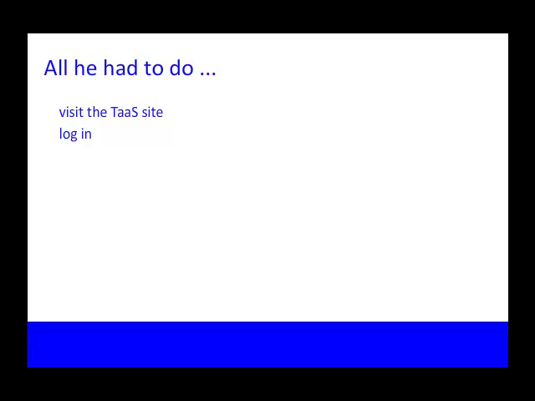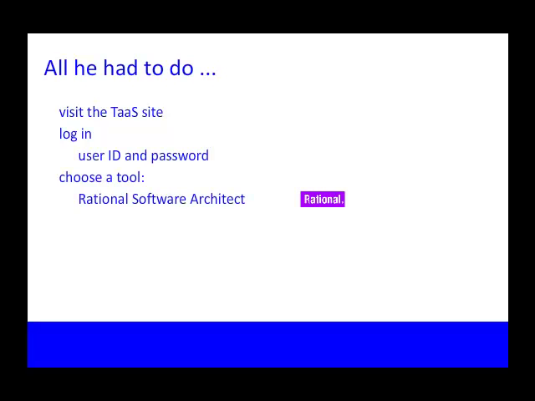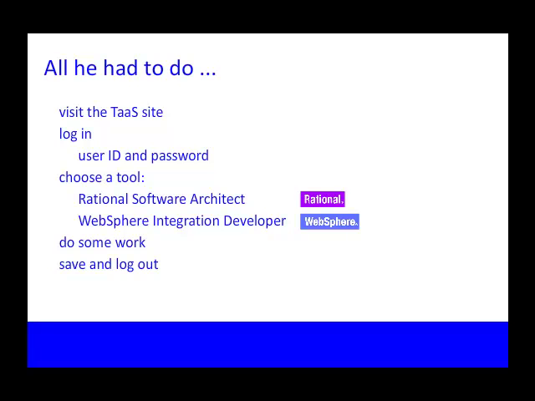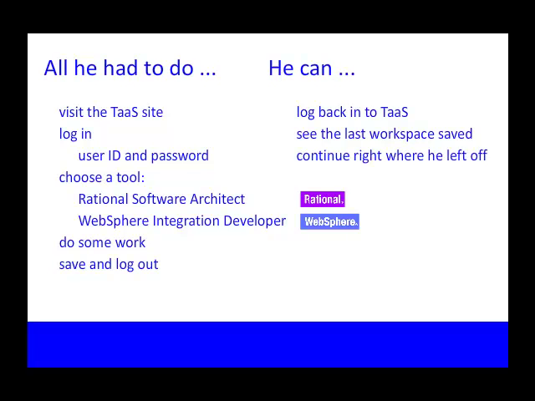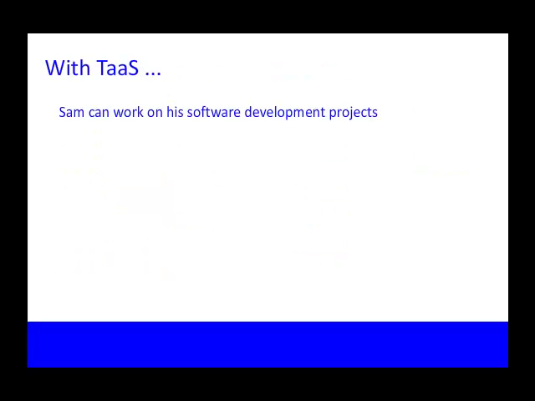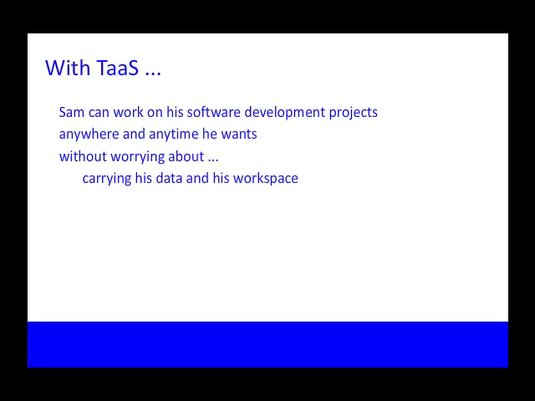All he had to do was visit the TaaS site, log in with his user ID and password, and choose a tool, either Rational Software Architect or WebSphere Integration Developer. He does some work in it, saves it, and logs out. He can log back into TaaS and see the last workspace that he saved and continue right where he left off. With TaaS, Sam can work on his software development projects anywhere and anytime he wants, without worrying about carrying his data and his workspace on one machine with him all the time.